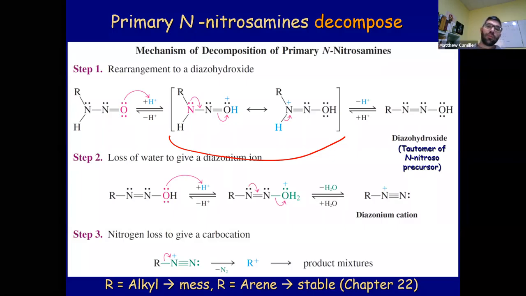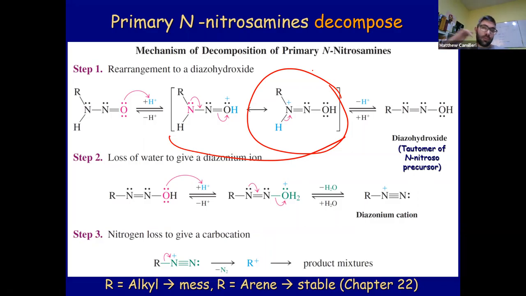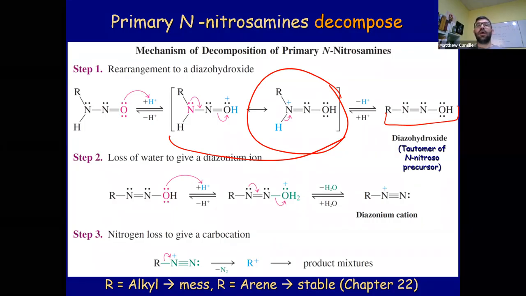Now, once you form the ammonium salt, okay, once you form the amine salt, then you can lose a proton to form the nitrogen double bond nitrogen without any charges. So at this point, the diazo hydroxide is very useful, okay? Because this is a precursor to form the diazonium salt.